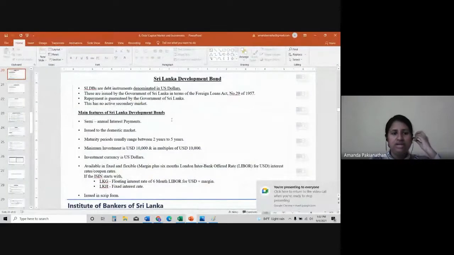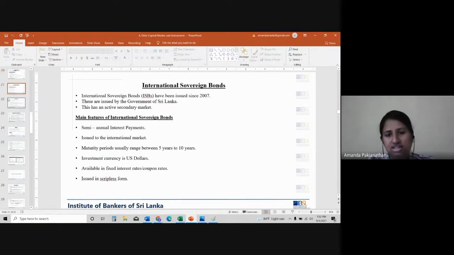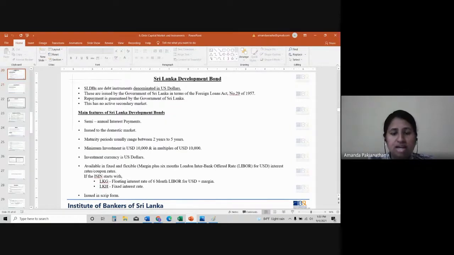Okay, so last week we started off by looking at two government issued instruments which are in the debt capital market but are denominated in foreign currency. What were they? Sri Lanka Development Bond and International Sovereign Bond. They had their similarities. What were the similarities? Both of them were denominated in USD. Both of them were issued by the government of Sri Lanka through central bank. Both had a coupon payment coming in on a semi-annual basis.